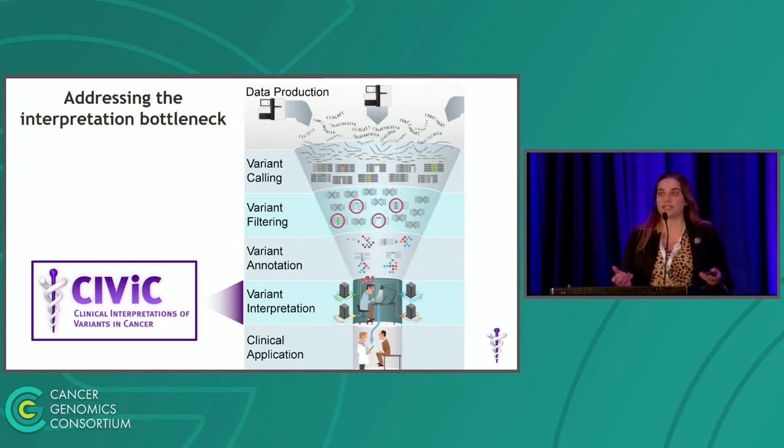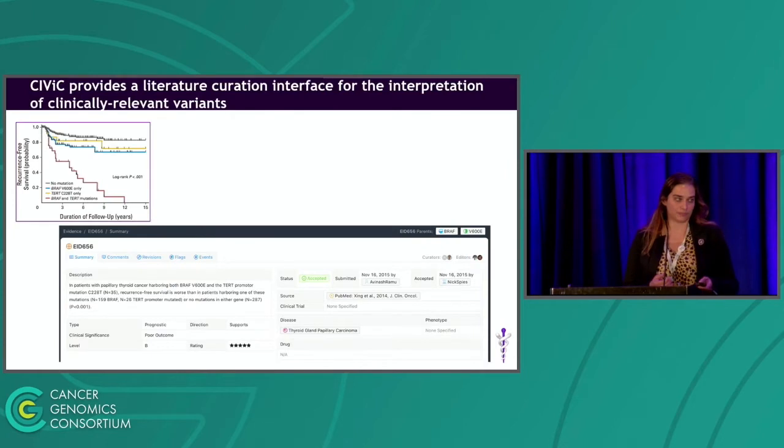So CIVIC is about addressing this interpretation bottleneck, something that has been addressed a few times in previous talks today. And it's really about bringing that information together into a centralized resource that's readily accessible. So CIVIC is about turning information such as this, which is this Kaplan-Meier curve in peer-reviewed published literature showing the difference between survival of patients with and without specific variants, and turning it into what you see at the bottom here, this evidence item that has both human-readable text but also structured elements that allow the reader to quickly identify what's going on, but also puts in words what the picture tells you rather quickly.